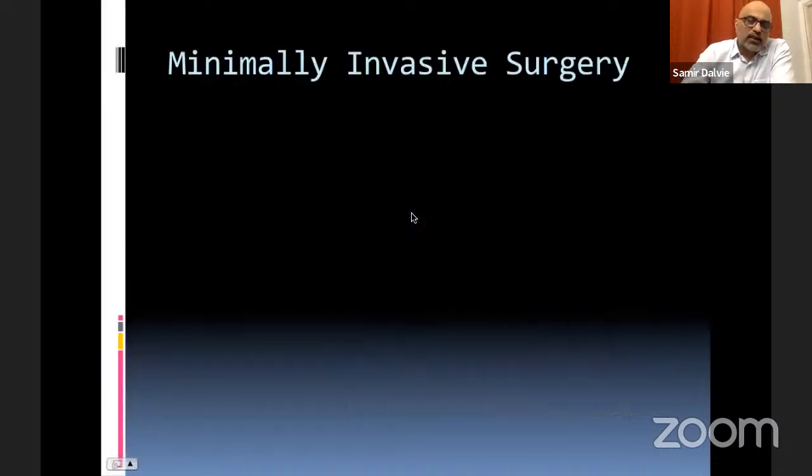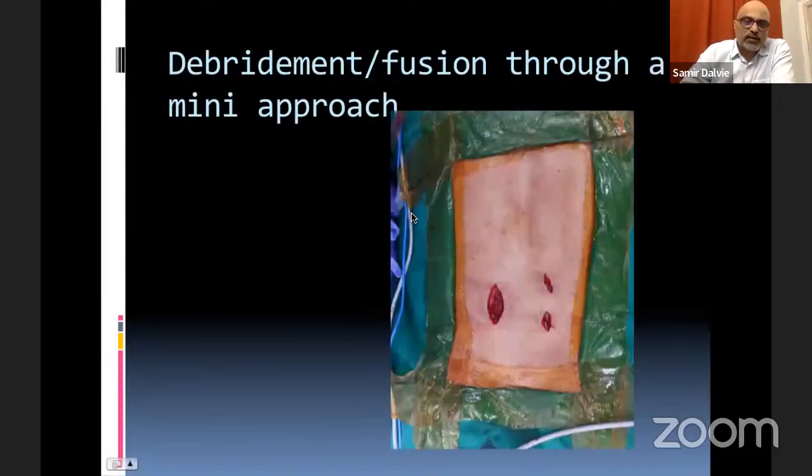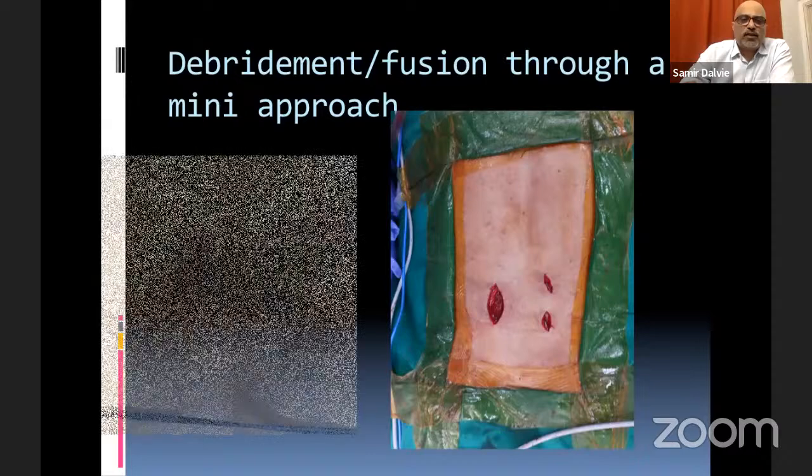Also now we do MIS surgery for this, and this is one patient where a debridement and fusion is done through a mini approach.